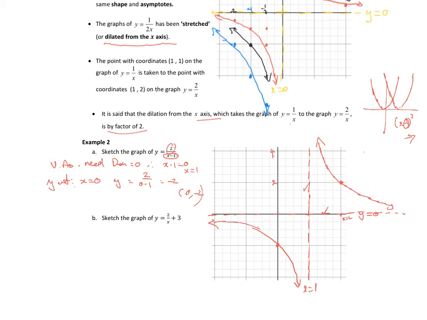Y equals 2 on x plus 3. So again, the vertical asymptote, I need the denominator equal to 0, which means x is equal to 0. So, in fact, instead of doing it there, let's do it down here. See my vertical asymptote still at x equal to 0. Now, plus 3, what does that do? What impact does it have?